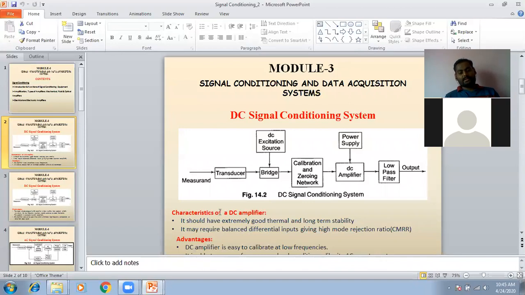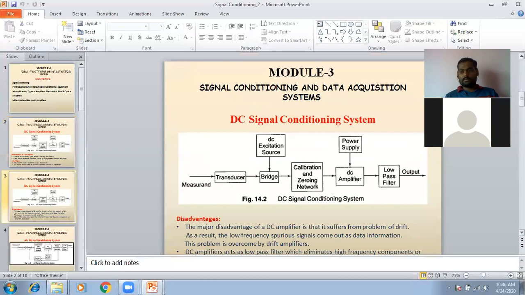Here are some characteristics of a DC amplifier. It should have extremely good thermal and long-term stability. The stability of the DC signal conditioning system is very high, and the thermal and long-term stability is good, and it may have a required higher CMRR, that is the common mode rejection ratio. You have studied this in the op-amp subject, right? CMRR, common mode rejection ratio, right? This common mode rejection ratio will indicate the quality of the signal, right?